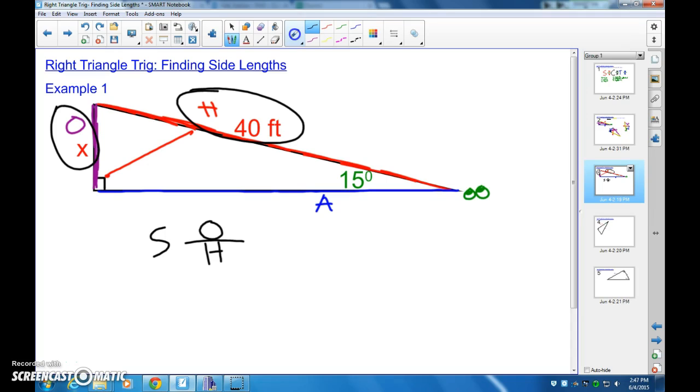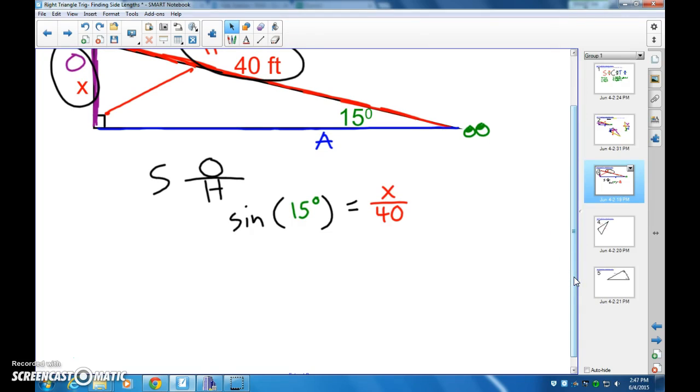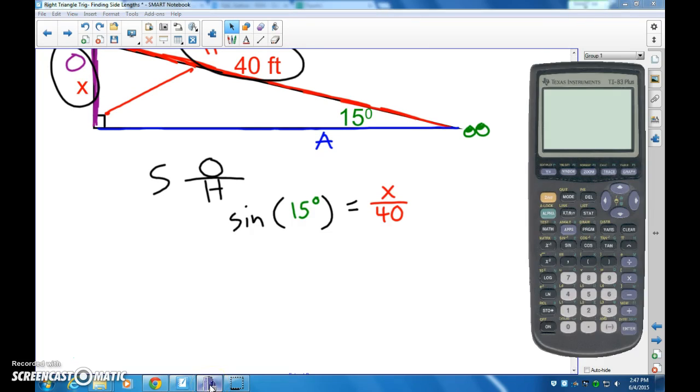So when you solve this, you're going to write sine, and it's always of the angle. So sine of 15 degrees equals, and here comes the ratio, opposite over hypotenuse, x over 40. That's setting it up. Now we need to solve it. So we're going to take our calculators out, and I want to type in sine of 15. So a lot of you will go immediately and just say sine of 15, and you get a number.